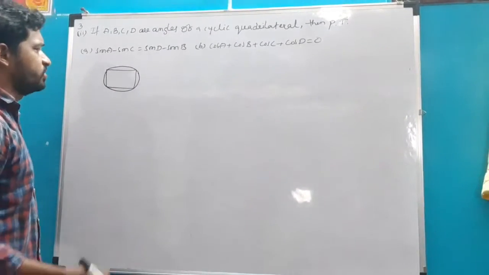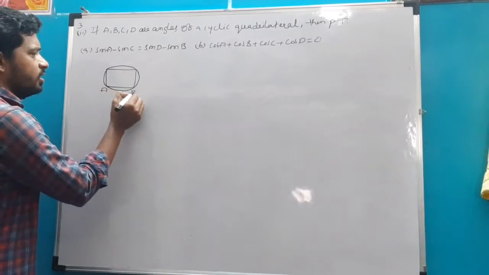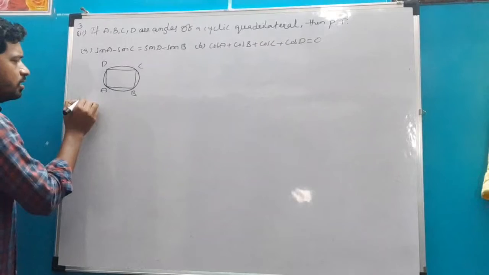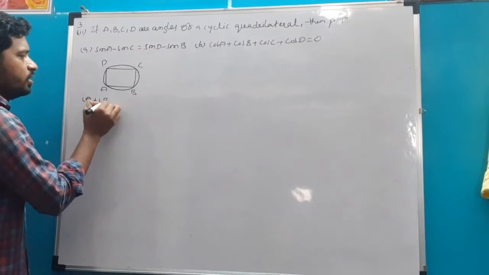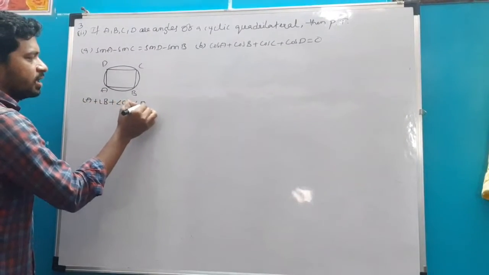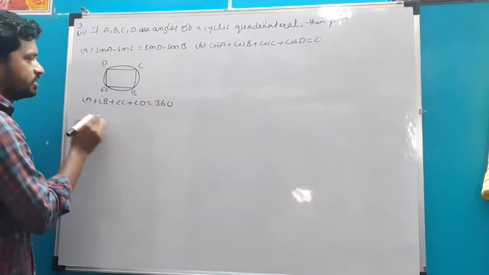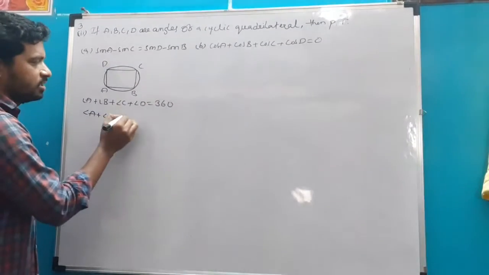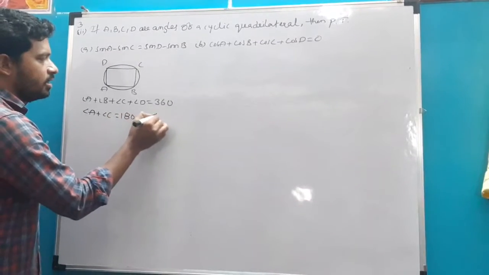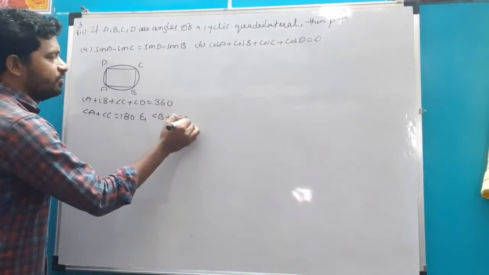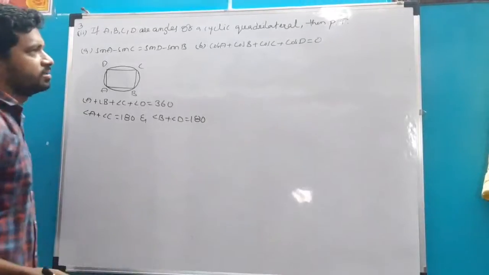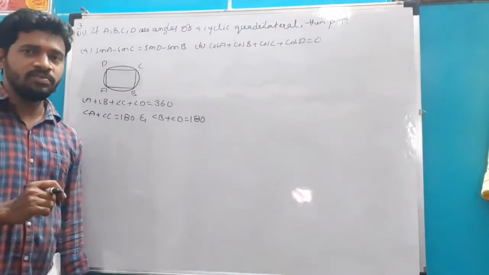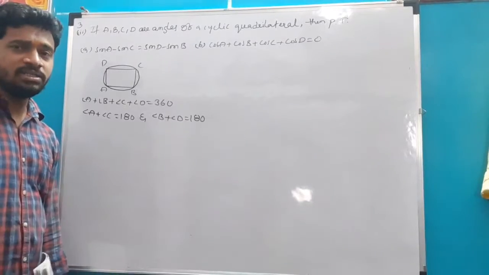Here this is a circle which is passing through the vertices of a quadrilateral A, B, C, D. Angle A plus angle B plus angle C plus angle D is equal to how much? 360 degrees, and sum of opposite angles, so A plus C equal to 180 and angle B plus angle D is also 180 degrees. Then prove that the first one, sin A minus sin C equal to sin D minus sin B.